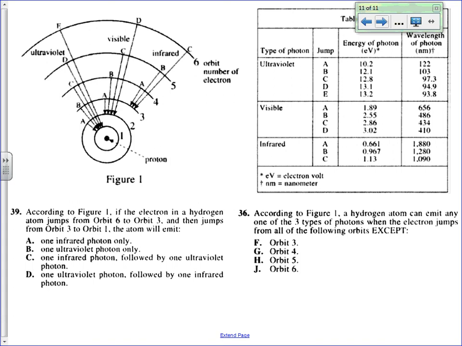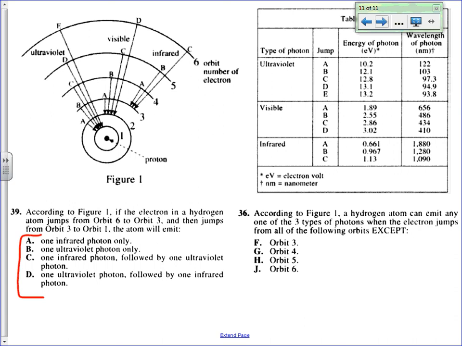If we take a look at 39 and 36 together, again, it's the same style question. According to figure 1, if the electron in a hydrogen atom jumps from orbit 6 to orbit 3, and then jumps from 3 to 1, what will we emit? Now, if you look at this question and you're totally confused about what it's asking, the number one thing I would recommend doing is looking through the possible answer choices. Look at what they're giving you. Notice a pattern in all the answers.